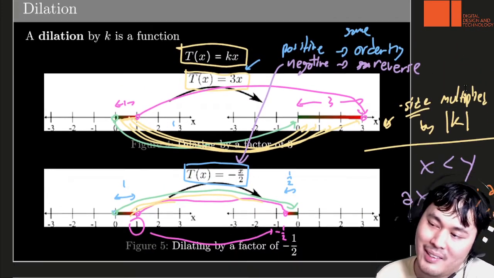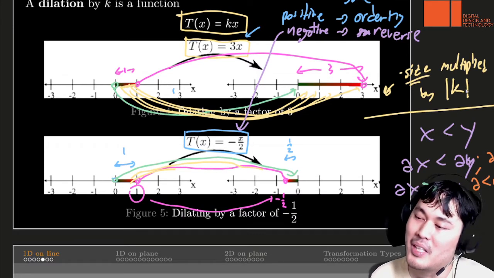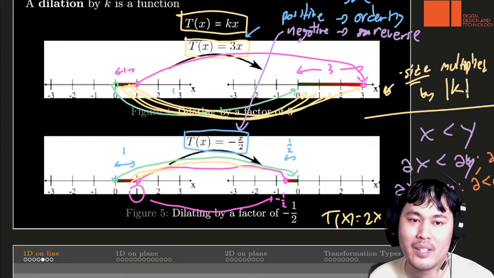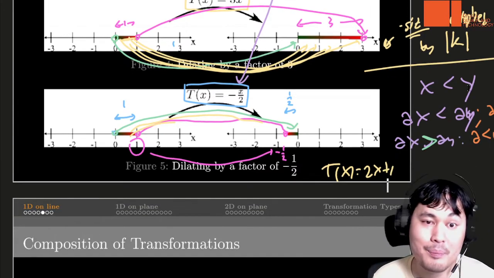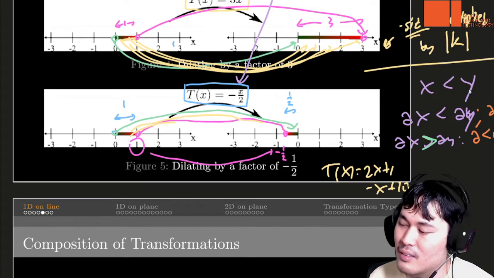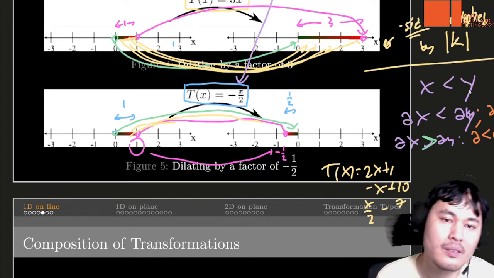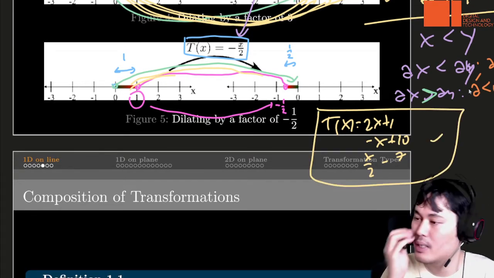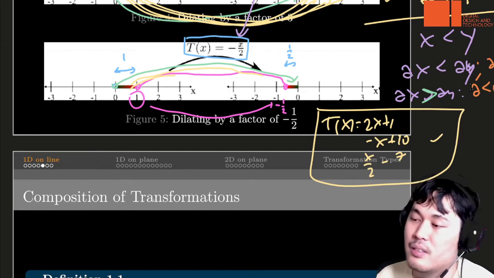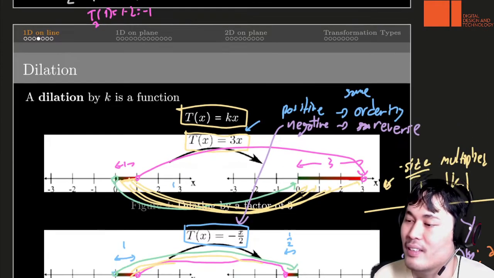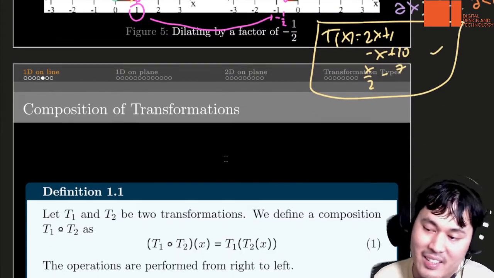But if you notice, you may ask, oh, you can add, you can multiply, but can you do them both at once? Can you have 2x plus 1? Or minus x plus 10? Or x over 2 minus 7? And of course, the answer is yes, you can do that. And these are also transformations. But the reason we didn't mention that at first is that we can mention it here.